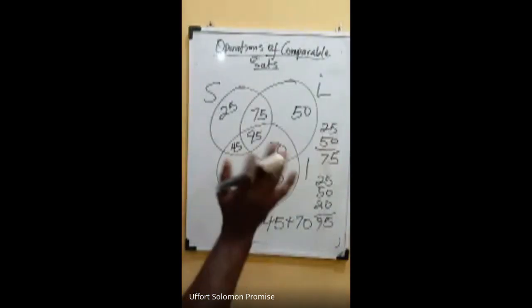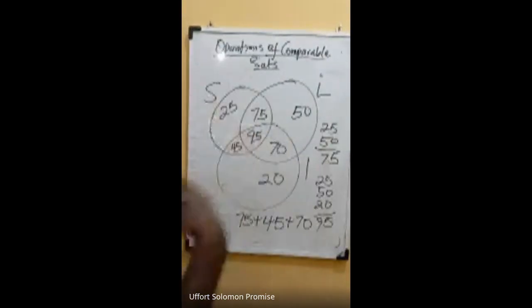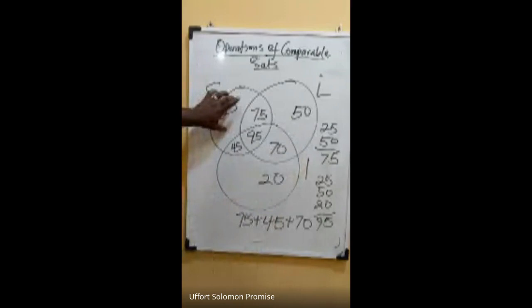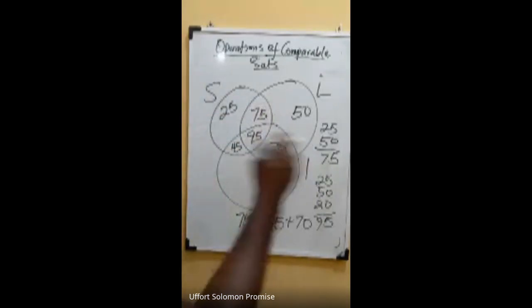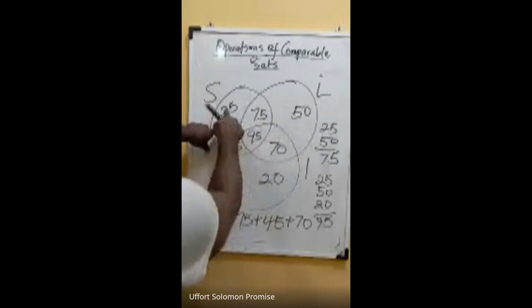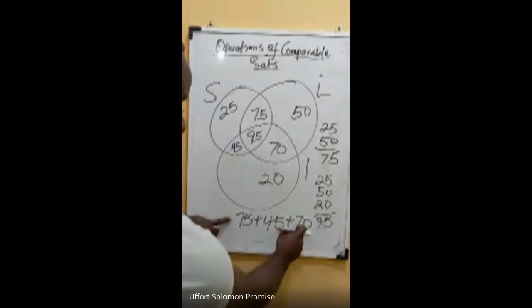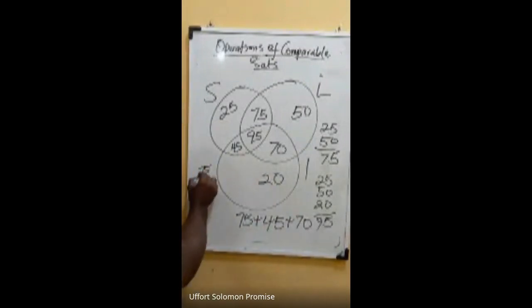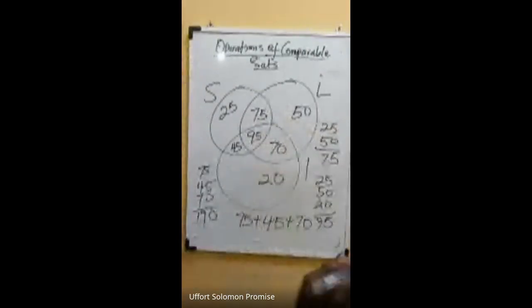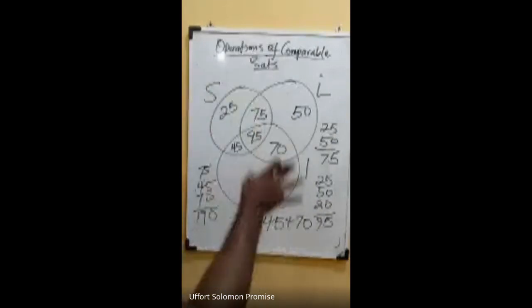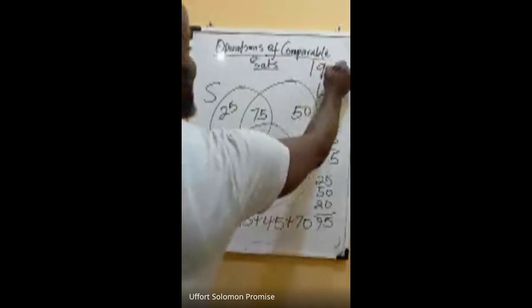The Venn diagram will even help you do the work very straight. You just draw the Venn diagram. You put here 25. Before you even take care of the intersection, you add this to this, you get this. You add this to this, you get this. So if I add 75, 45, and 70, what do I get? That is 190. So the total number of trucks that Jacob Enterprises owns is 190 trucks.